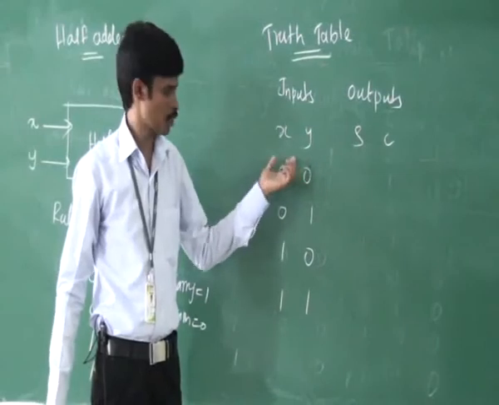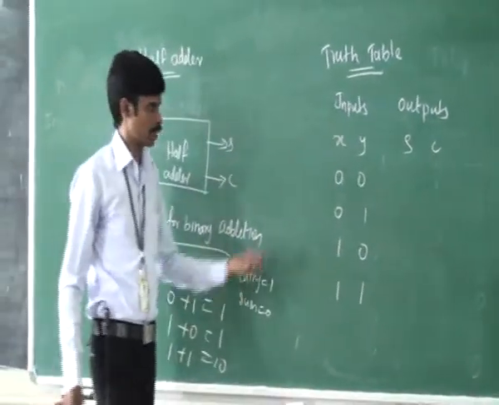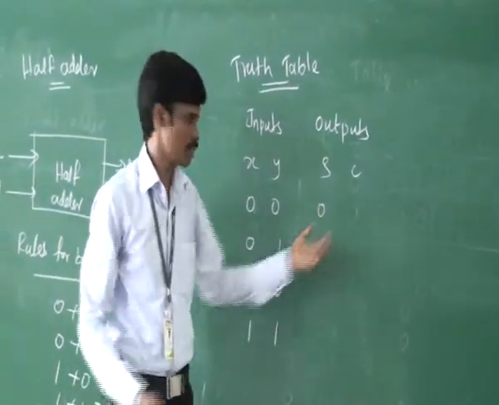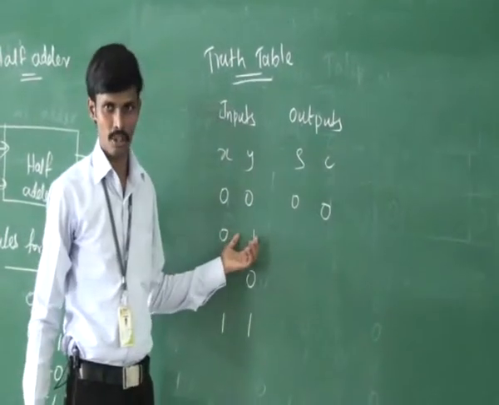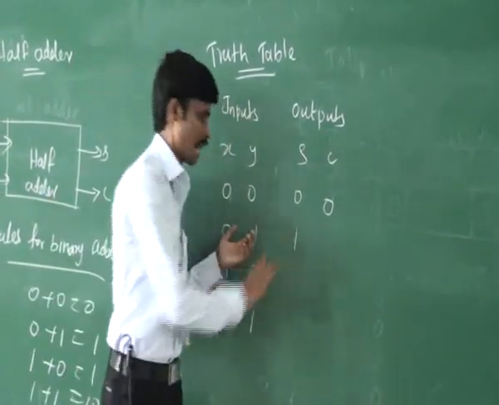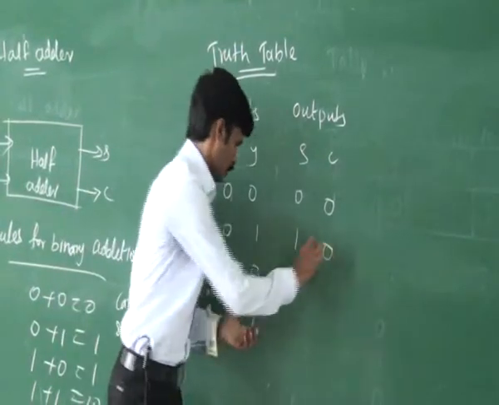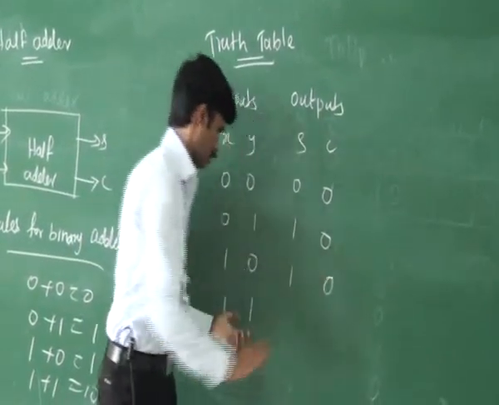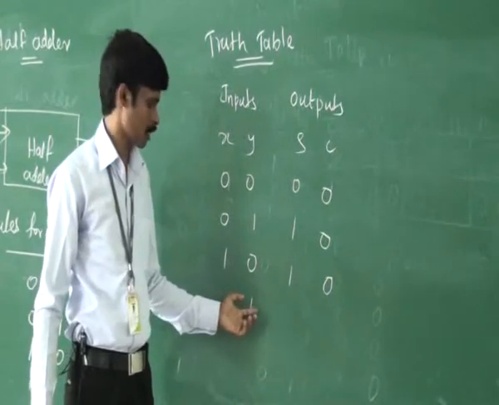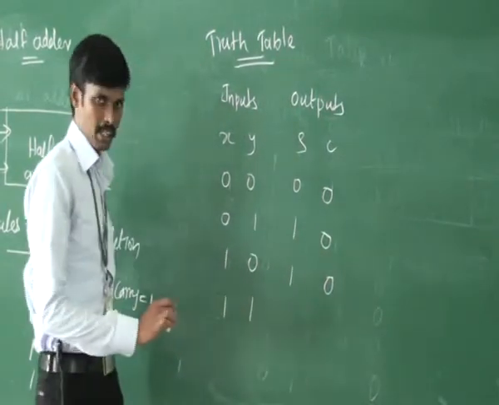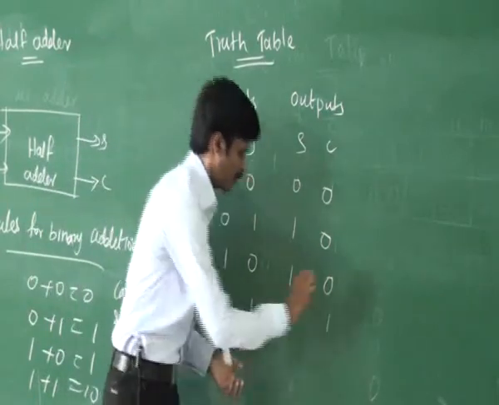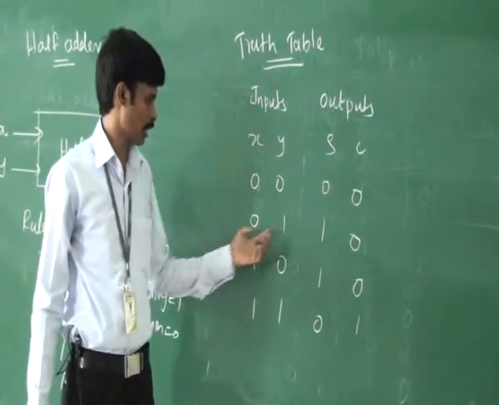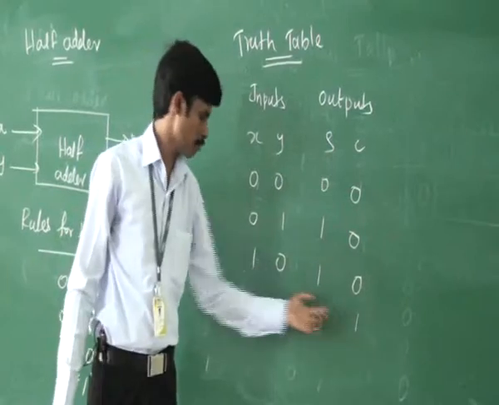Here the first combination is 0 0, then 0 plus 0 is equal to 0. The sum will be 0, there is no carry, so the carry will be 0. The second combination is 0 1, 0 plus 1 is equal to 1, there is no carry, so the carry will be 0. The third combination is 1 0, then 1 plus 0 is equal to 1, the carry will be 0. And the next combination is 1 1, then 1 plus 1 is equal to 1 0, here the sum will be 0, the carry will be 1. This is the truth table for half adder. The sum will be high for the combinations 0 1 and 1 0, and the carry will be 1 when both the inputs are 1.